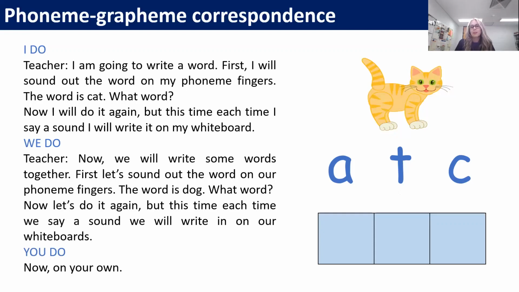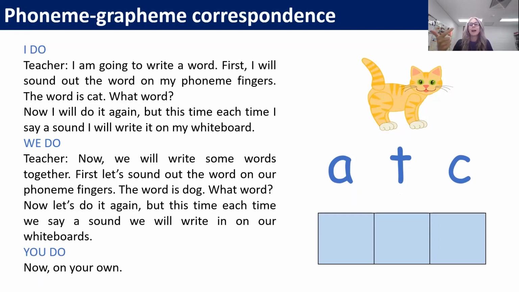Then we're going to move into actually assigning some letter sounds. And so whether you've got the grid on their whiteboards or whether they're simply just going to, with a whiteboard pen, put a circle every time they hear a sound in a word, that's usually the first step. Here's the instructional language. I'm going to write a word. First, I will sound out the word on my phoneme fingers. The word is cat. What word?